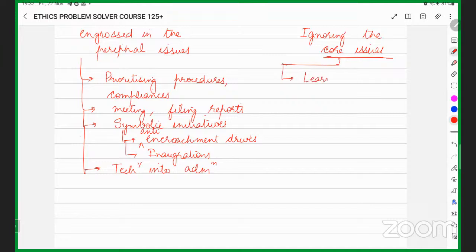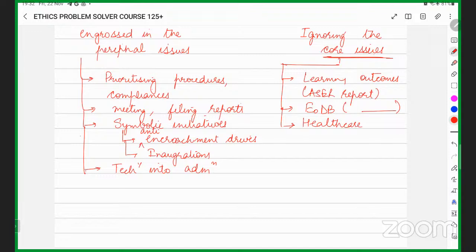Learning outcomes. In bracket, you can write as a report. What could be the other core issues? Improving ease of doing business. World Bank report. Healthcare. You can cite the recent example of how infants died in Jhansi Hospital.